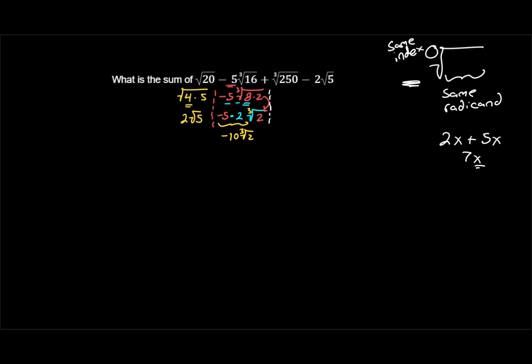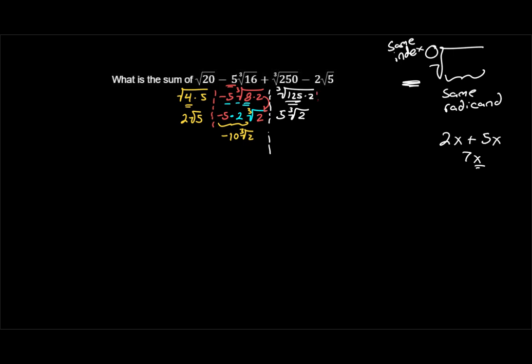Okay, the next one, doing the same thing. We have the cube root of 250. We'll have to again break it down. So the cube root of 250 is not a perfect cube. However, 125 goes into 250, and 125 is a perfect cube. It's 125 times 2. The cube root of 125 is 5, so 5 cube roots of 2.